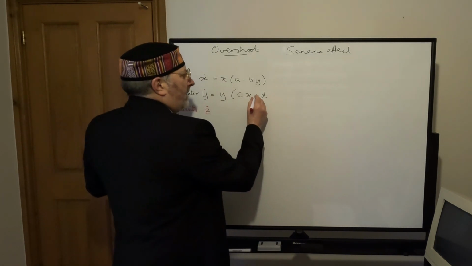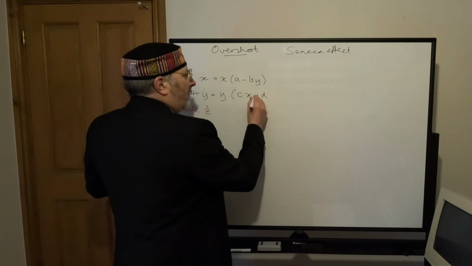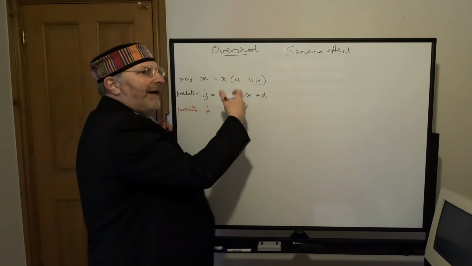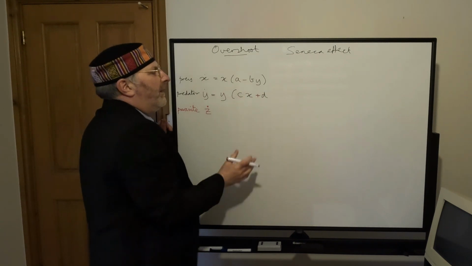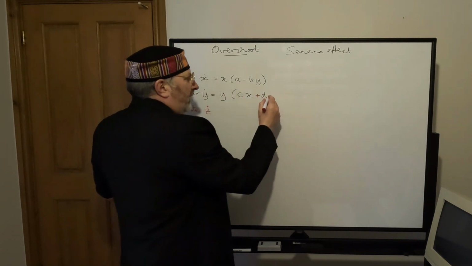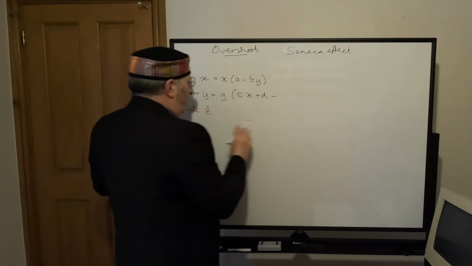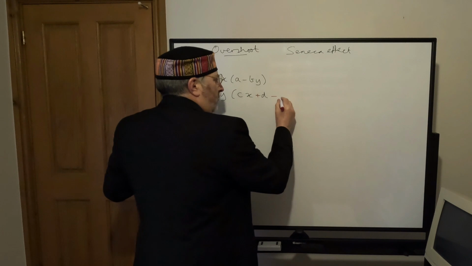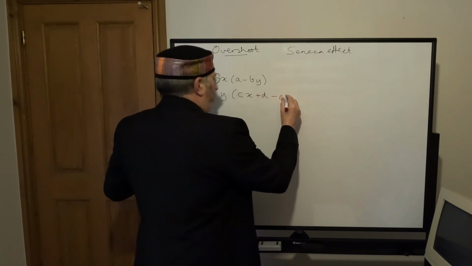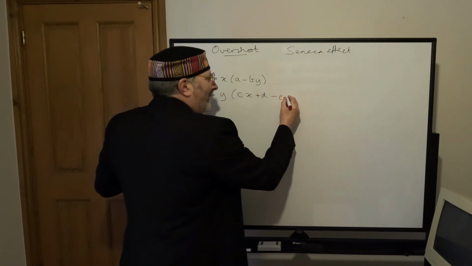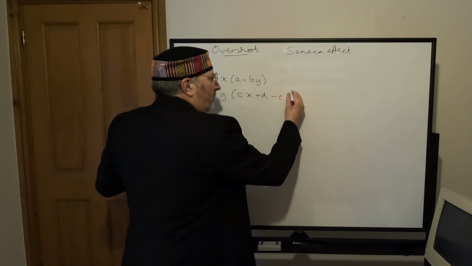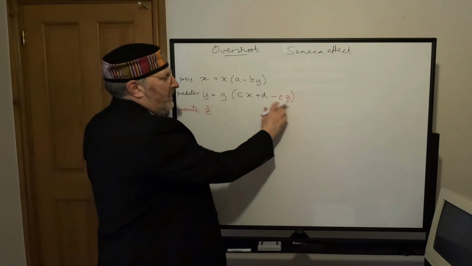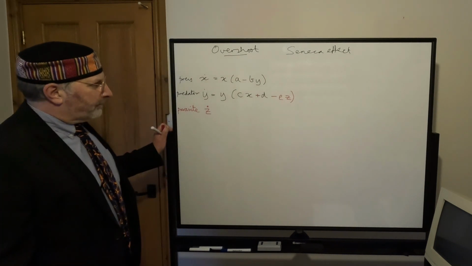Firstly, we make the D positive. So now the predator population has a natural tendency to increase, but it is decreased by the parasites, which do nasty things to the predators and cause them to die. So we subtract a term, E times Z, where E is just a constant.